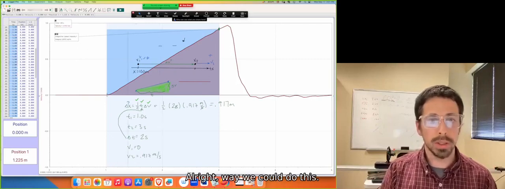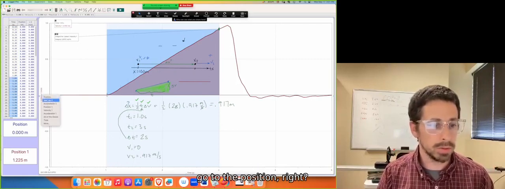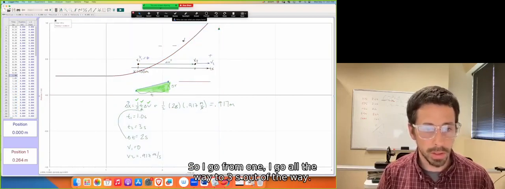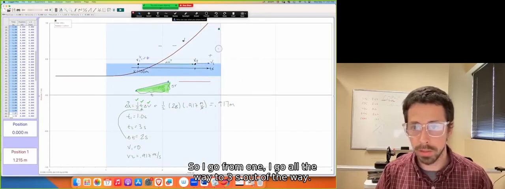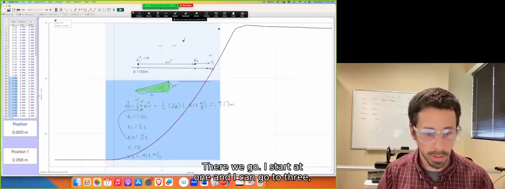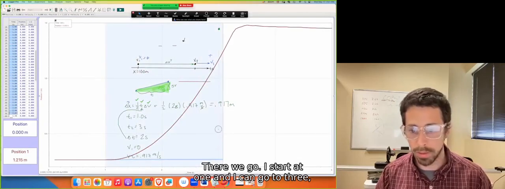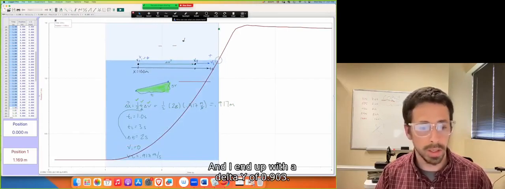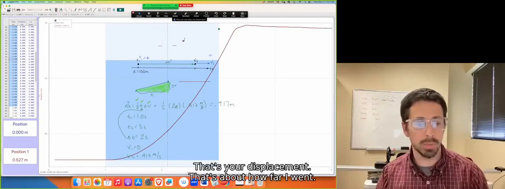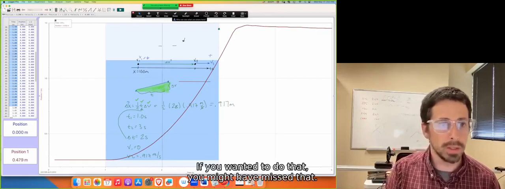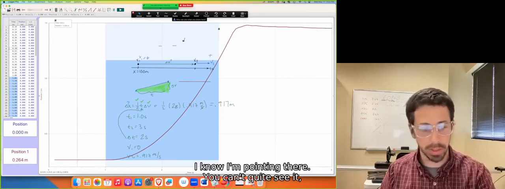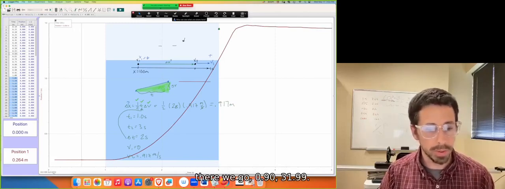All right, other way we could do this, like let's see what the actual delta x is when I go to the position, right? So we started at 1, so I go from 1, I go all the way to 3 seconds. Let's go to the auto scale. There we go. So I start at 1, and I can go all the way up here to 3, and I end up with a delta y of 0.903. That's your displacement. That's about how far I went. If you wanted to do that, you might have missed that, right? I'm just talking about right down here in that bottom left. If I move my cursor, there we go. 0.903.